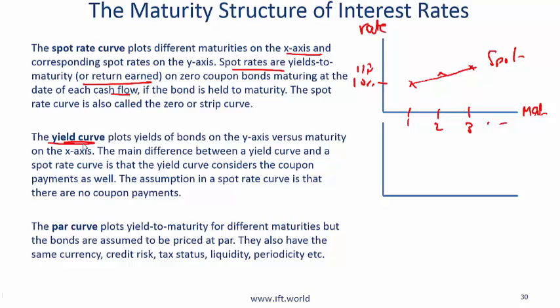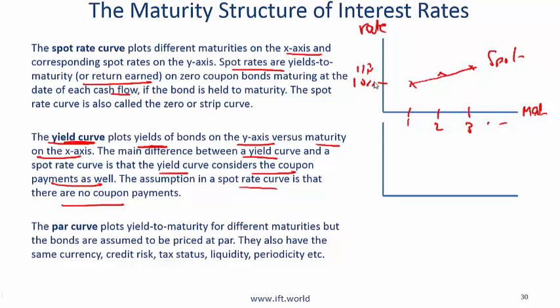Next is the yield curve. The yield curve plots yields of bonds. So notice these are yields, not spot rates. Yields of bonds on the y-axis versus maturity on the x-axis. The main difference between a yield curve and a spot rate curve is that the yield curve considers the coupon payments as well. Obviously with the spot rate we are considering zero coupon bonds, so there are no intermediate cash flows. The assumption in a spot rate curve is that there are no intermediate coupon payments.